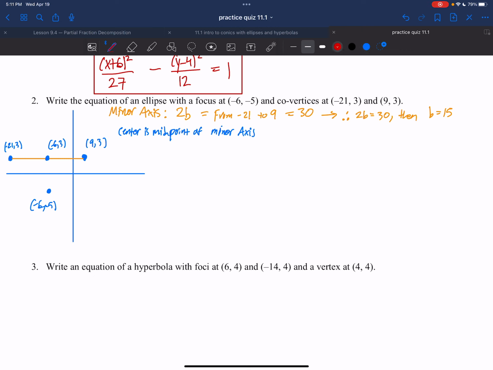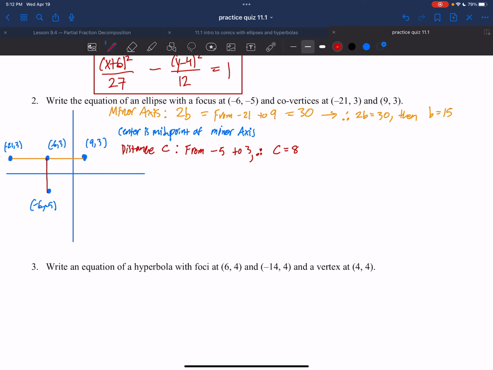Next, I'll do red. This red length here is not the major axis, it's just the distance c. So what is that distance? From negative 5 to 3, because it's from this negative 5 to this 3. That's a distance of 8. Therefore c equals 8.